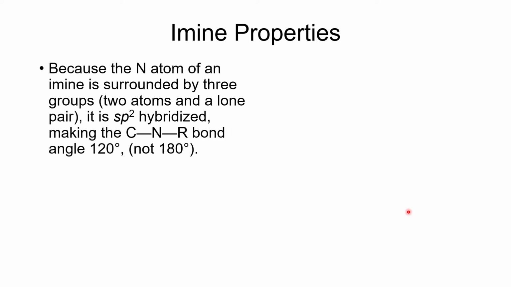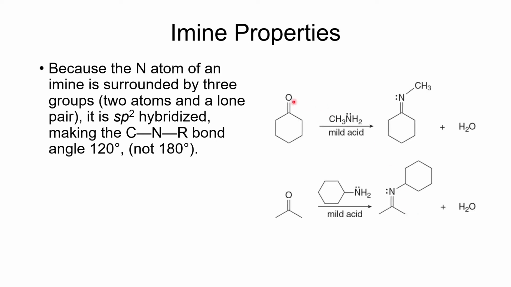So let's look at what's going on. Well, first, let's talk about imine properties. Imines, in a lot of ways, behave like carbonyls. And that's because we've got an electronegative group that is in a double bond with carbon, and it is subject to nucleophilic attack like carbonyl compounds are.